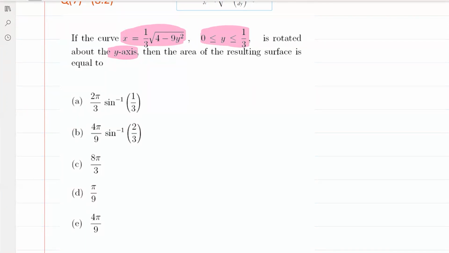Doctor, the equation is 2 pi y, but sometimes it is 2 pi x. Yeah, if the revolution is about the x-axis. It's not the opposite. What do you mean by opposite? If the revolution is about the y-axis, it will be 2 pi x. But if it is about the x-axis, it will be 2 pi y.